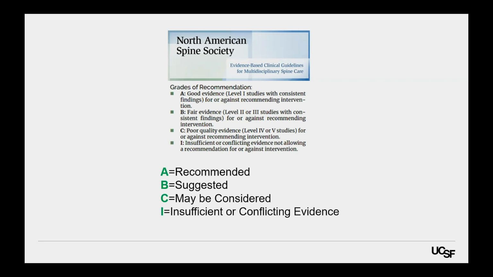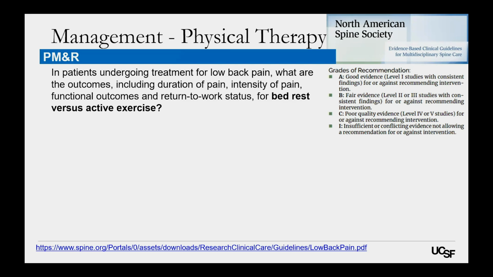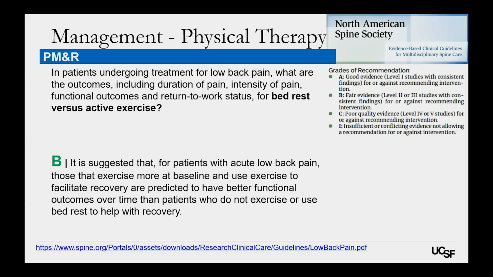So I think maybe the first example might give you an idea of how this might go. The question would be, in patients undergoing treatment for low back pain, what are the outcomes, including duration of pain, intensity of pain, functional outcomes, and return to work status, if one were to employ bed rest versus active exercise? That is a common question that comes up. This recommendation suggested that patients with acute low back pain, those that exercise more at baseline and use exercise to facilitate recovery, are predicted to have better functional outcomes over time compared to patients who do not exercise or only use bed rest to help with recovery. So it suggested from this, for example, that exercise is better than bed rest.